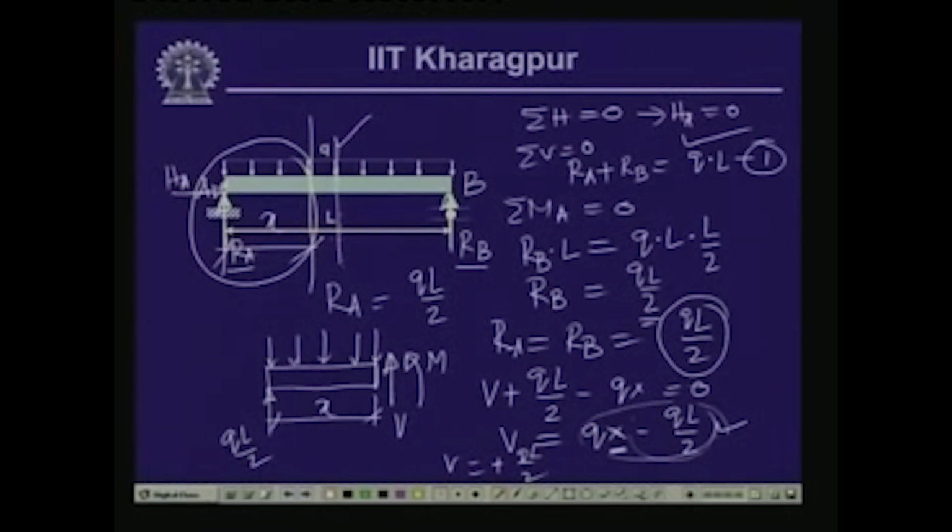If we take the center over here as this particular point, then at x equal to 0, we have a value of ordinate as minus QL by 2. At L by 2, we have a value of ordinate as 0. At L, we have a value of ordinate as QL by 2. So, if we join these three linearly, since it is varying linearly with x, we get the shear force diagram.